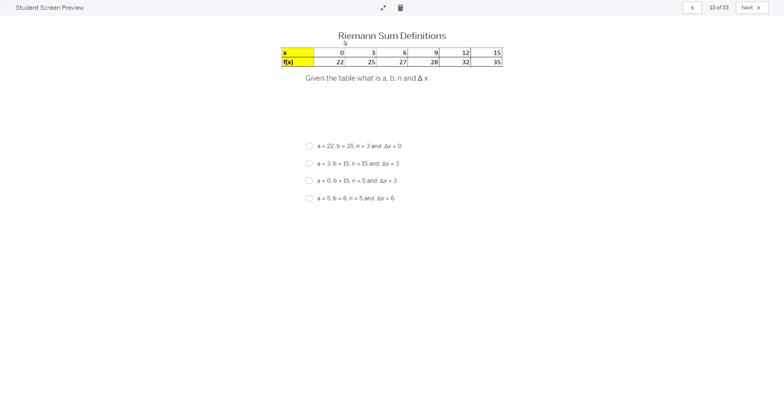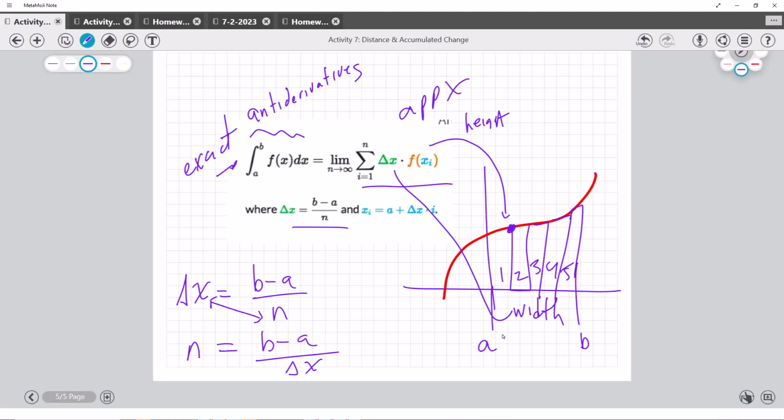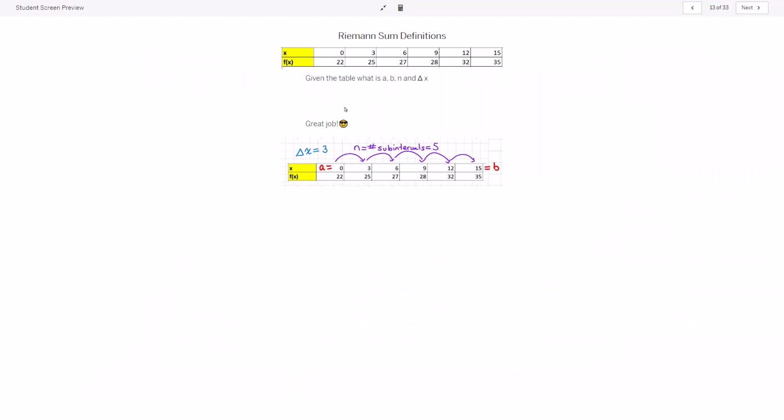If you know A is the starting point at 0 and B's 15, you know the answer. Okay, but let's just talk it out. A is the starting value. As you saw me draw, so ugly here, it's the starting value of the area you're looking for, and B is the ending value.